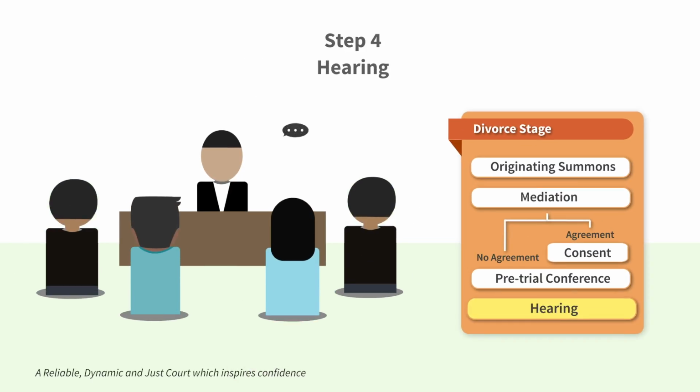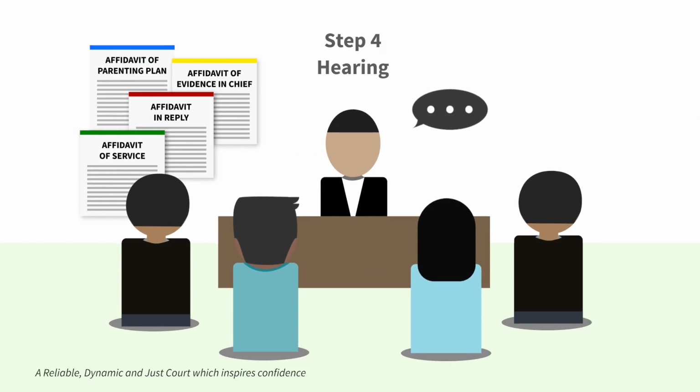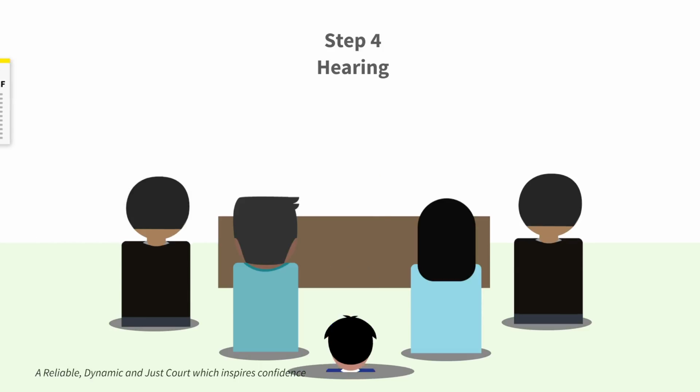At the hearing, the court will decide on your case based on the evidence that you have submitted in your affidavits. You must be present, and if there is a dispute on custody, care and control of your children between 7 and 21 years old, they may be required to be present as well. In some cases, the court may require witnesses to give evidence on your behalf.